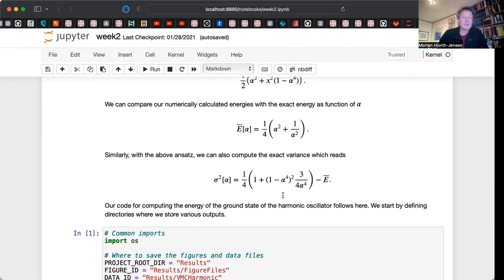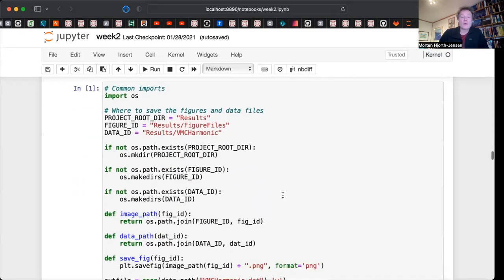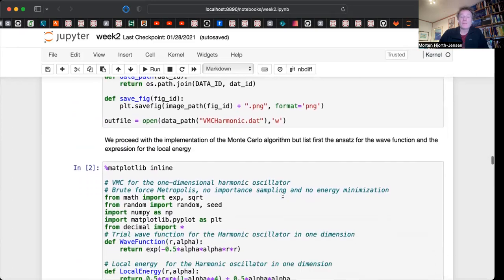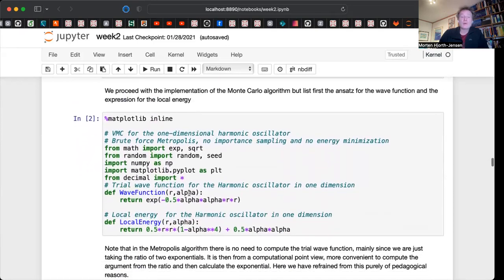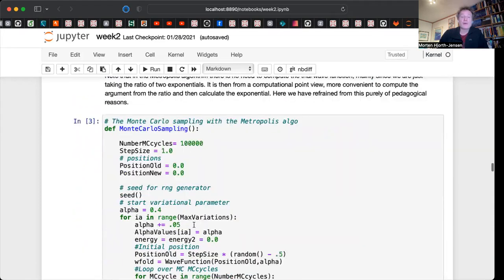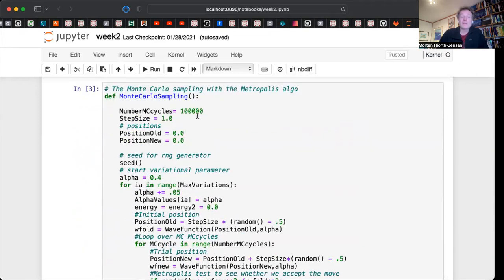And then what we had was a simple Python program here, where we set up the trial wave function. We set up the local energies. We have simple analytical expressions here. And when we run through the code, we have 100,000 Monte Carlo cycles. We put the step size to 1.